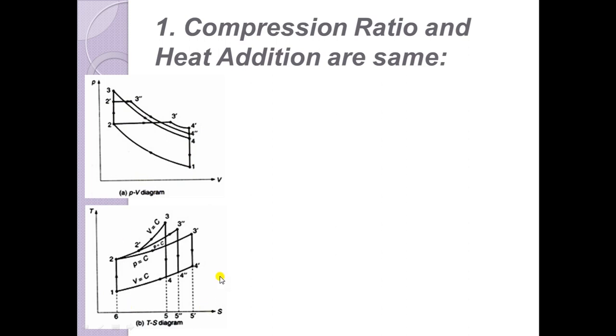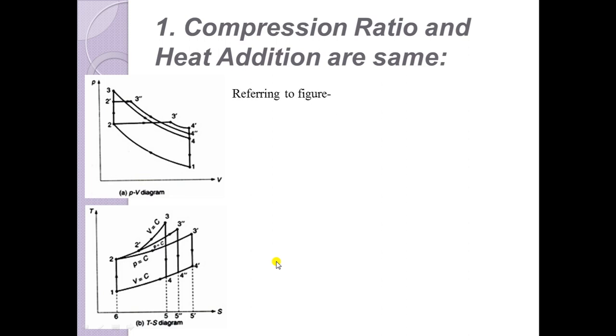Similarly, on TS diagram, the cycle 1, 2, 3 and 4 represents an Otto cycle. The cycle 1, 2, 3 dash and 4 dash represents a diesel cycle, and the cycle 1, 2, 2 dash, 3 double dash and 4 double dash represents a dual cycle on TS diagram.